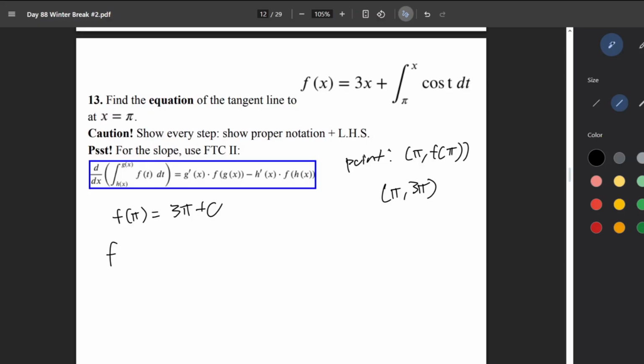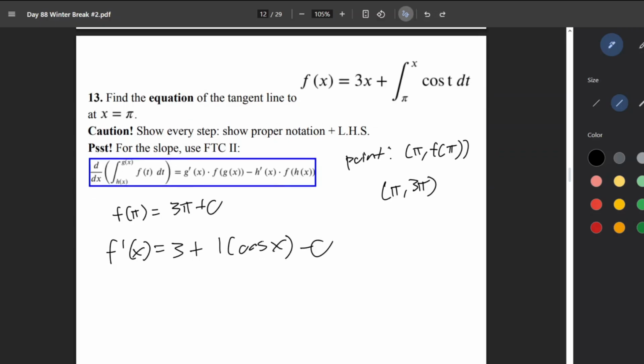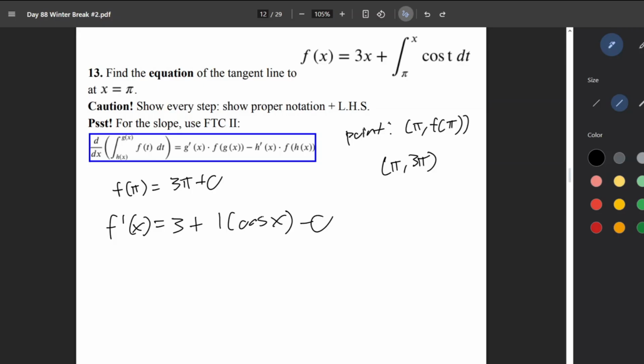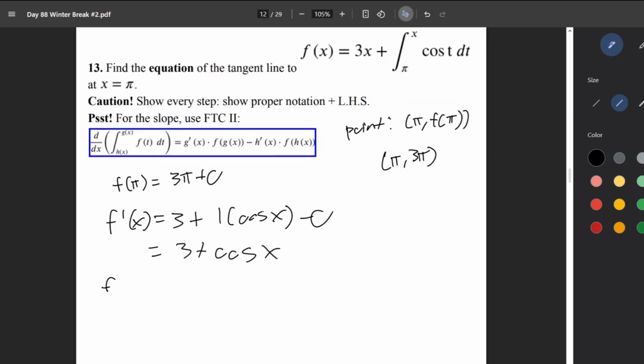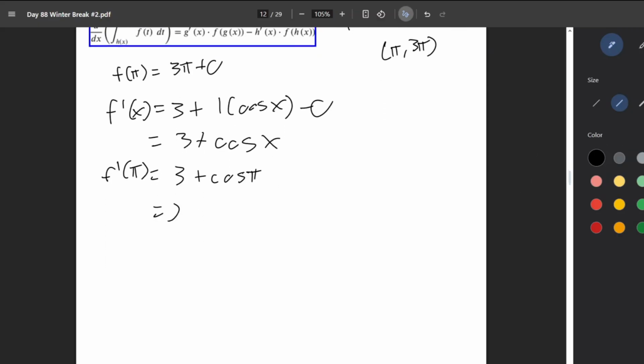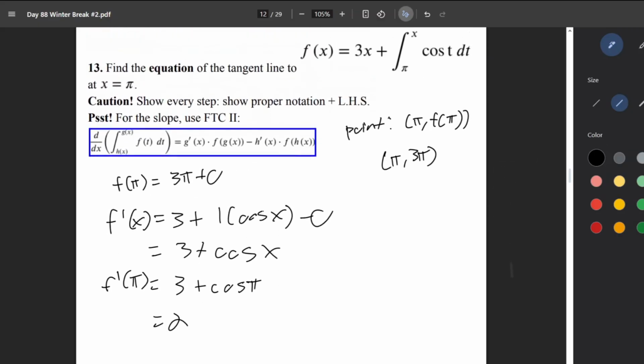How to find f dash of x, we'd have 3 plus 1 cos x minus 0, applying FTC2. You don't really have to have the 1 in front, I just applied it for extras. So 3 plus cosine x. Now we have to find the slope at pi. So f dash of pi equals 3 plus cosine pi, and we know cosine pi equals negative 1, so this would just equal 2. And now we need to write the equation.